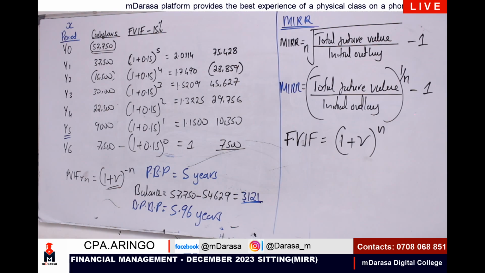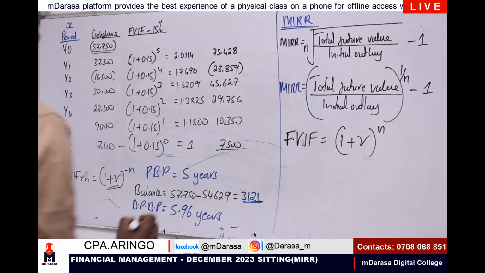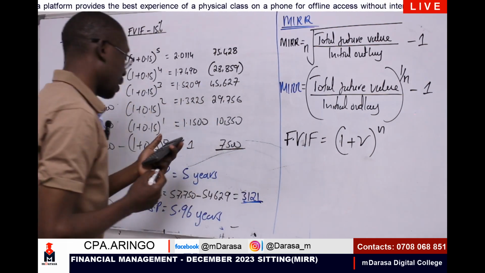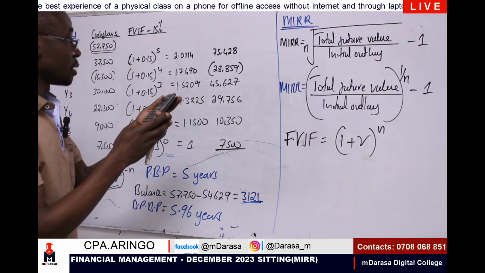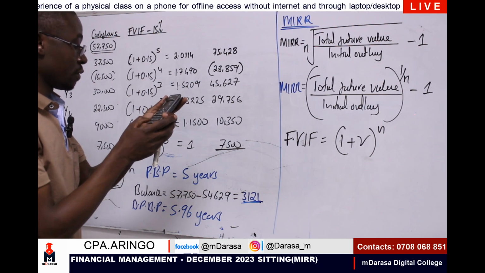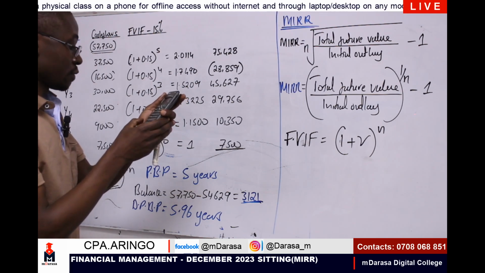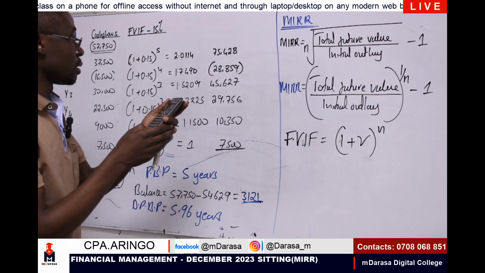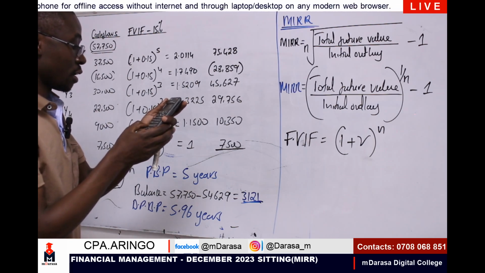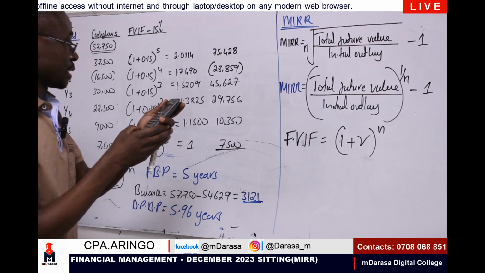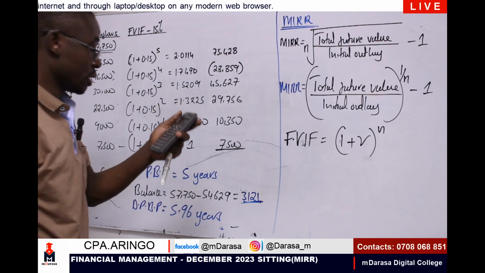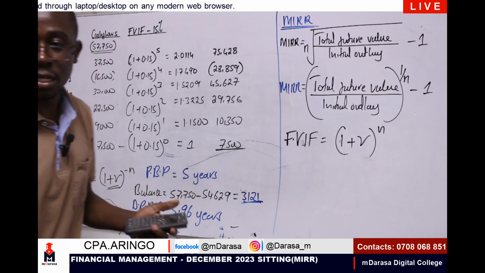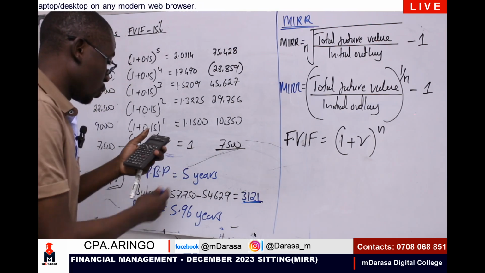We sum this one up. So to sum this one up, I should be talking of 75,428 minus 28,859 plus 45,627 plus 29,756 plus 10,350 plus 7,500. This will give us 139,802.